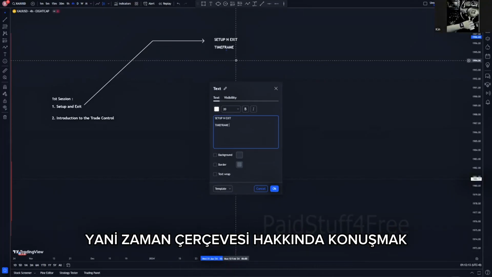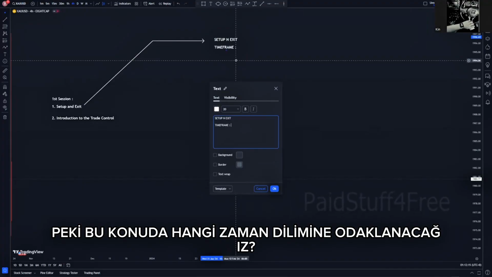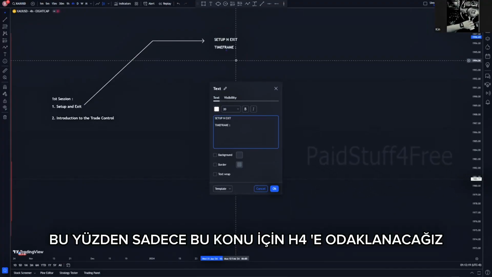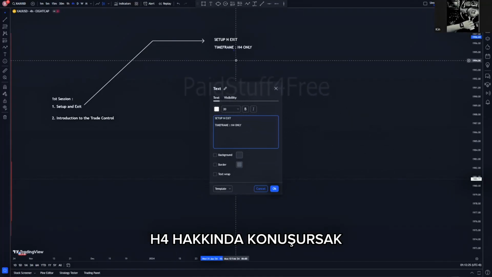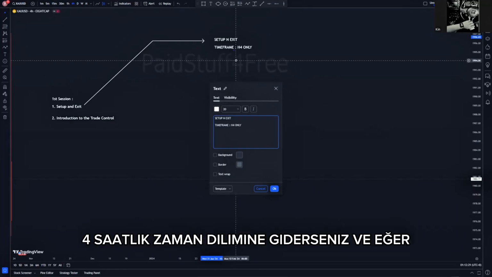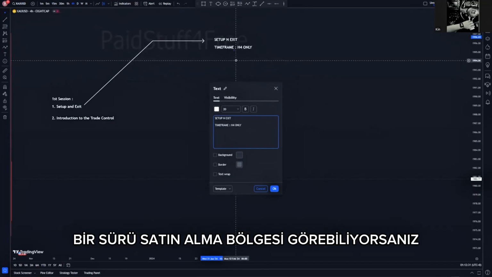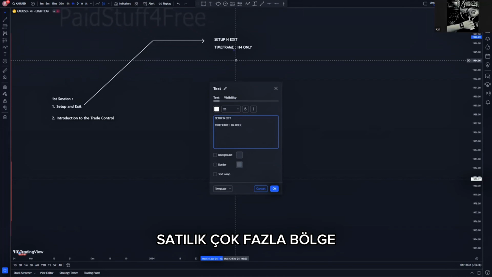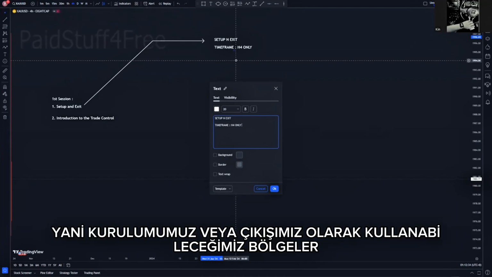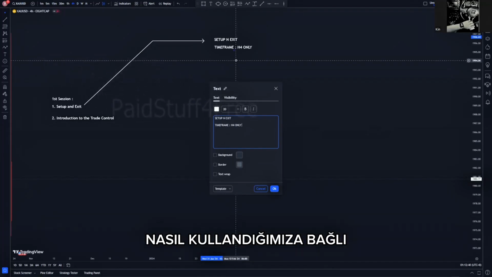So talking about the time frame, which time frame are we going to focus on in this topic? We are going to focus on H4 only. If you go to the 4 hour time frame, you can see a lot of zones for buy and a lot of zones for sell. Those zones we can use as our setup or our exit, depending on how we use it.